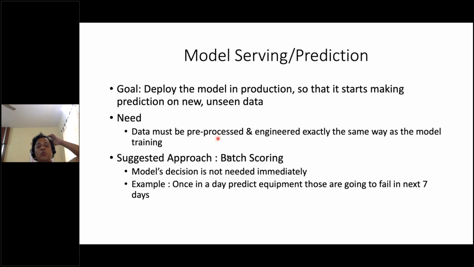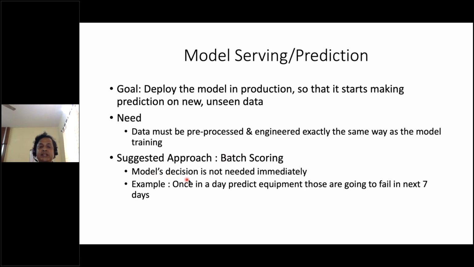Okay, and now there are different types of scoring approach. One is the real-time scoring approach, which happens in Google Maps. As we move, every time based on the traffic situation, it predicts the time to reach my destination, right? But for our predictive maintenance, generally we don't need that kind of real-time thing.